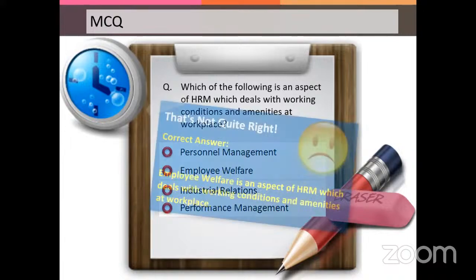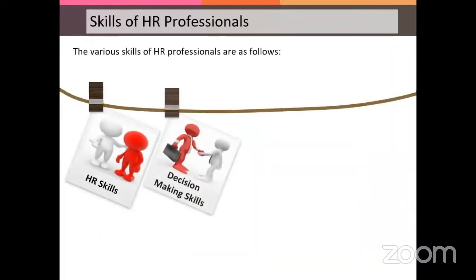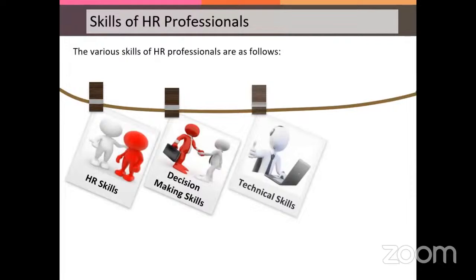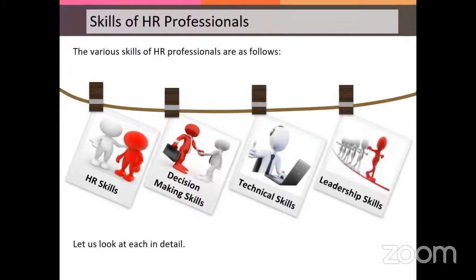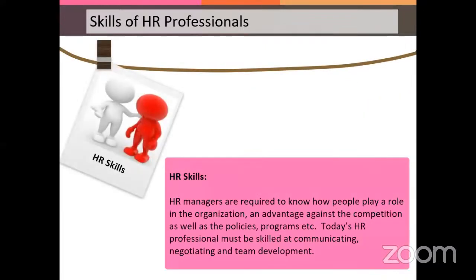Now, the correct answer here is employee welfare, which is an aspect of HRM which deals with working conditions and amenities. We'll now quickly look at the skills of HR professionals. What are the skills of HR professionals? We've summarized this in four areas, where we look at the HR skills, the decision-making skills, the technical skills, and leadership skills. Now, let's quickly look at each of them and see what they have to offer to us.